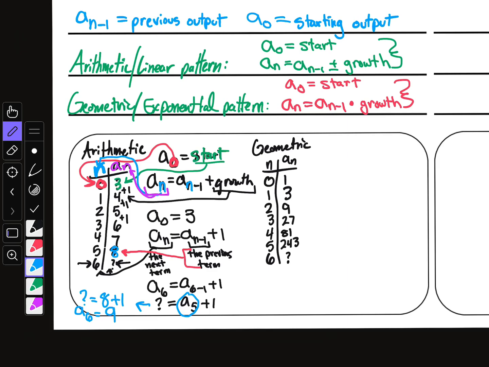Also, we probably want to mention that this plus 1 up here is the growth, right, that we see in the table. So if the table was plus 5, that would be a plus 5.